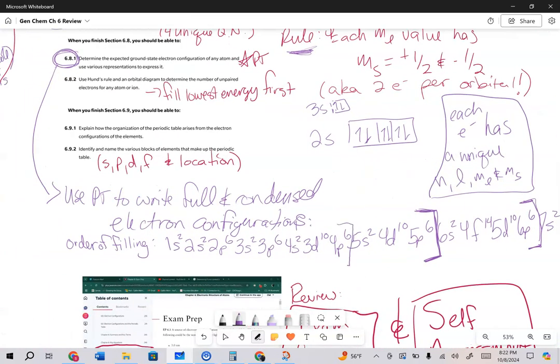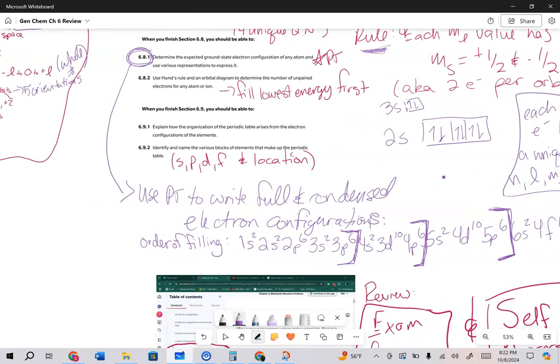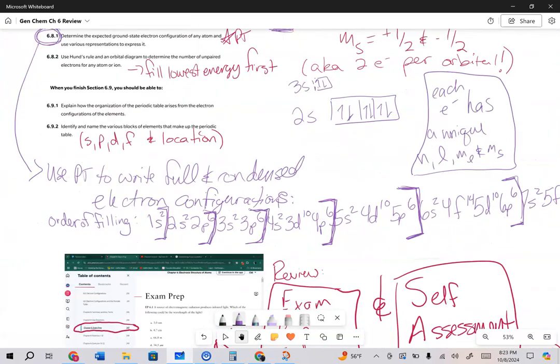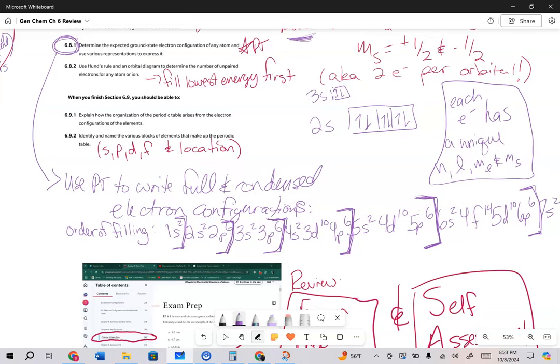Okay, so here's another one. After every P is the end of the row, aka a noble gas. And remember that when you write the condensed configurations, you start at the noble gas, then you move down to the next row. Okay, so full electron configurations don't have the noble gas in them, and condensed ones do.